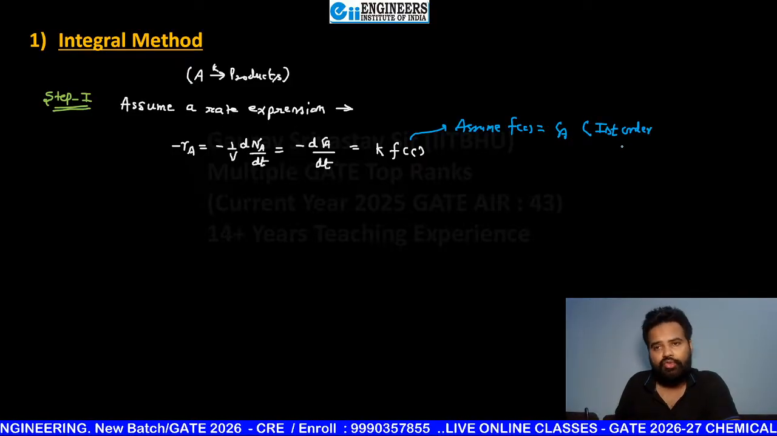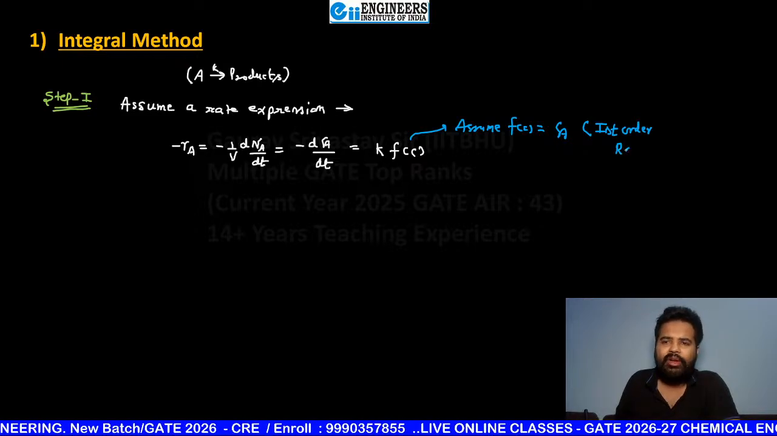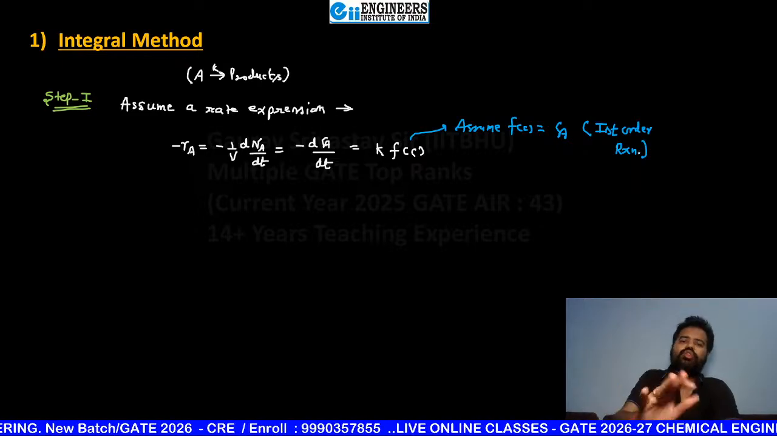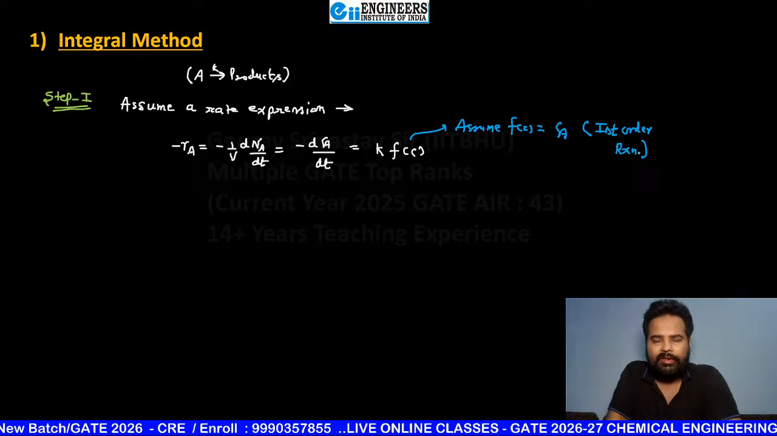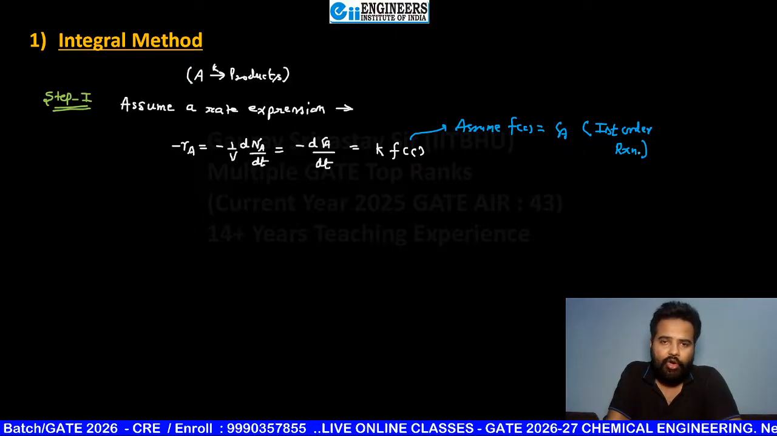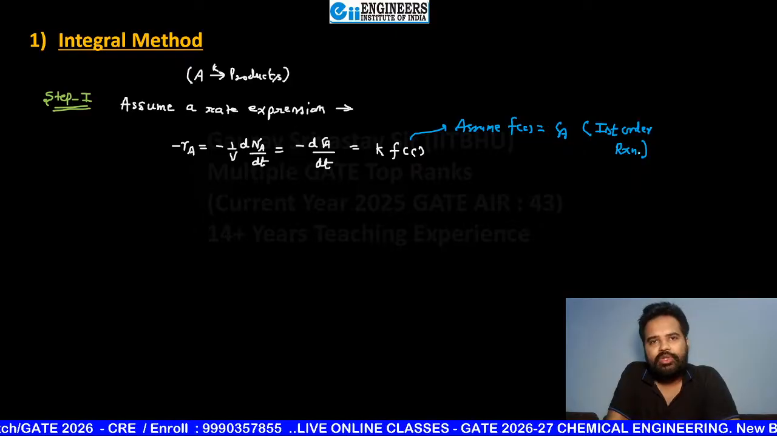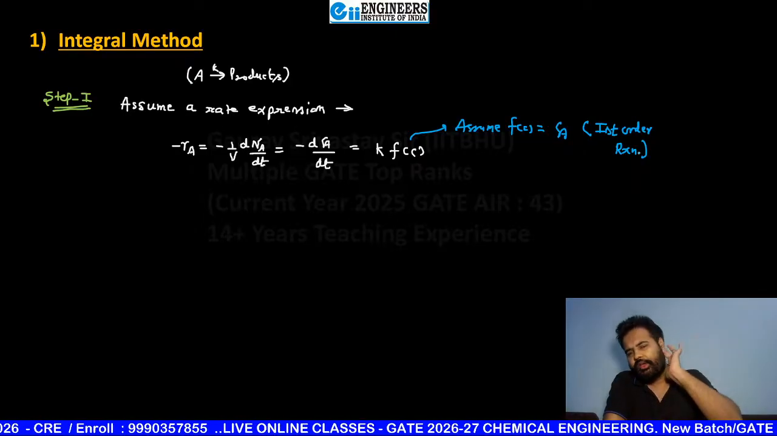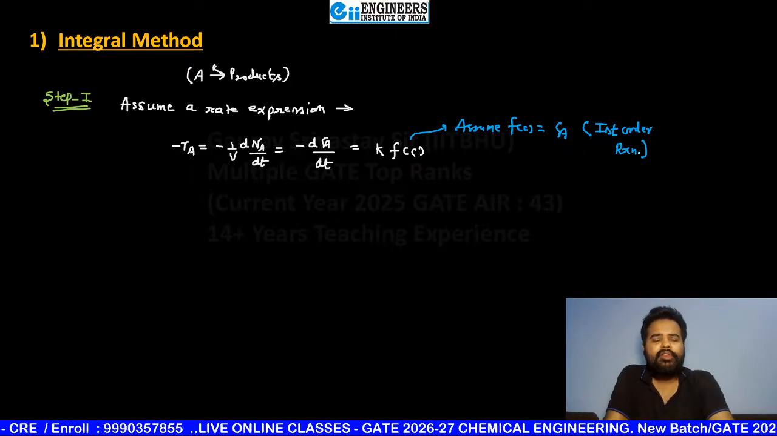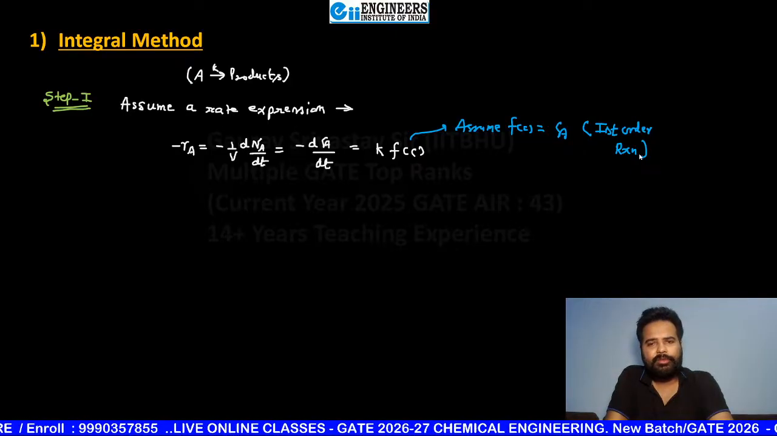Sir, is it first order? No, no, no. I don't know, beta, whether it is first order or not. If my guess is correct, then no need to worry. If not correct, again I will start from step number one with a new guess, like 1.5 order, half order, or any order. So step number one, you have to assume a rate expression.